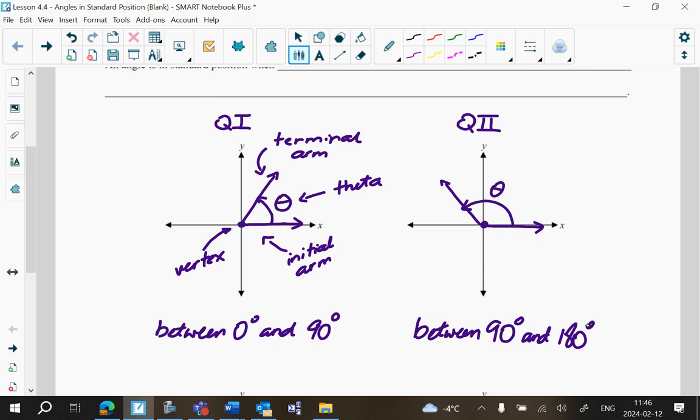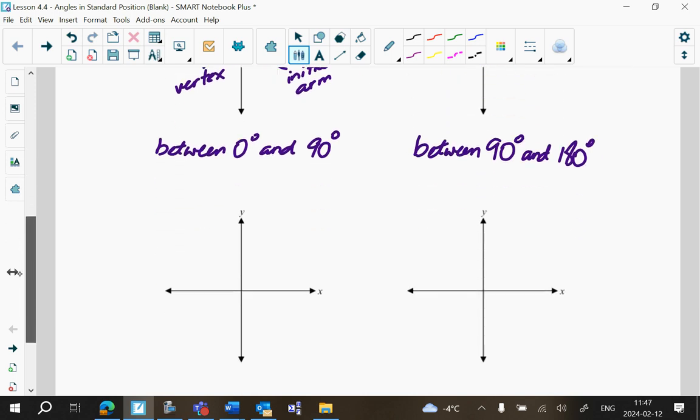But I can draw even more angles. Let's say I want an angle that terminates or ends in quadrant 3. Well, my initial arm still starts from the origin and is on the positive x-axis, and then I just draw my terminal arm somewhere in quadrant 3. What are all the possible angle measures I could draw in quadrant 3? Between what and what? 180 and 270.